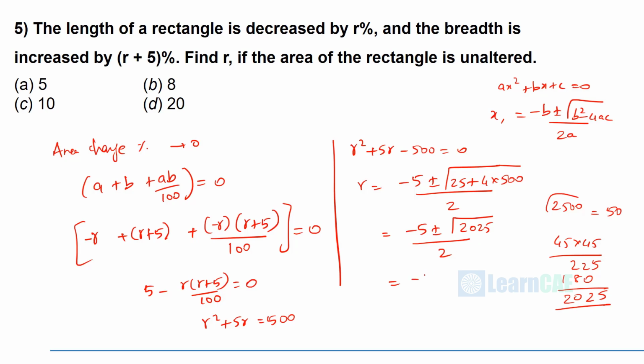So minus 5 plus or minus 45 by 2. You cannot have a negative r value, so we choose plus 45. So this will be equal to 40 by 2, which is equal to 20. The answer is D, 20.